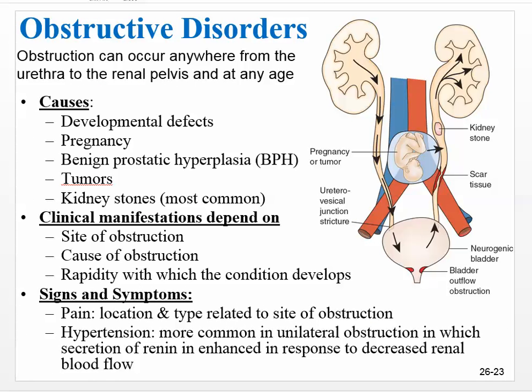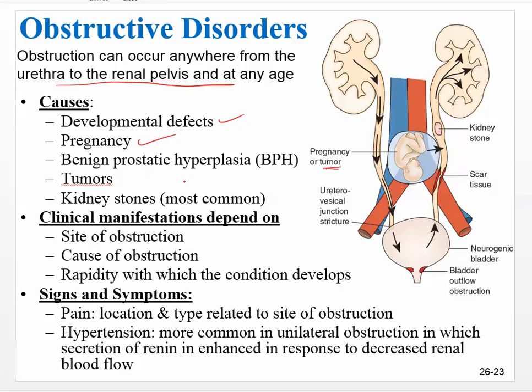Okay, so now some obstructive disorders. Obstruction can occur anywhere from the urethra to the renal pelvis and at any age. And so we can see a number of things here. Could be developmental defects, pregnancy. So you can see here's the baby kind of pushing on the ureter, which could cause an obstruction. Of course, it mentions a tumor. A tumor could do the same thing. Not that a pregnancy and a tumor are exactly the same.